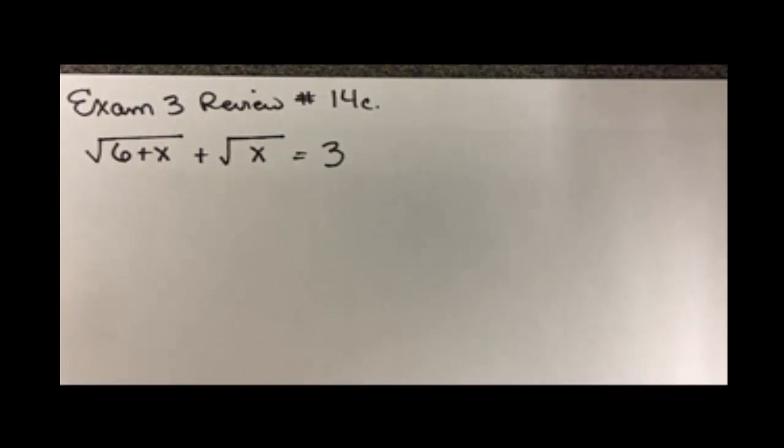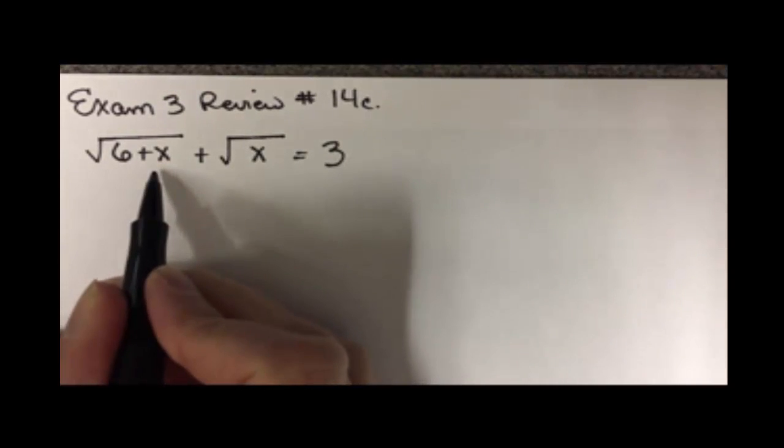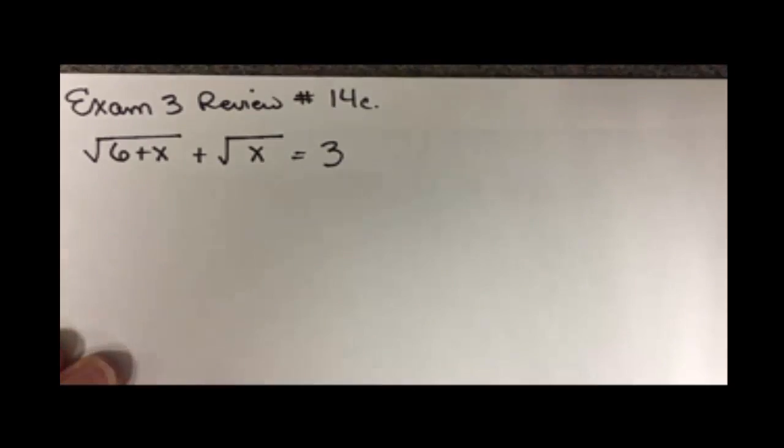This question is on exam 3 review. It's number 14C. We're going to solve this radical equation. The first thing that I'd like to do is get one of the square roots by itself. I'm going to choose this square root because it is the one that has a more complicated inside. It's got a binomial instead of a monomial.